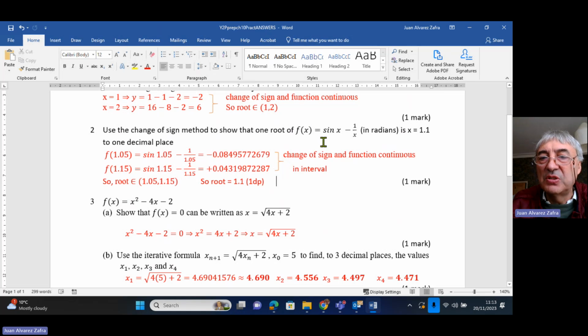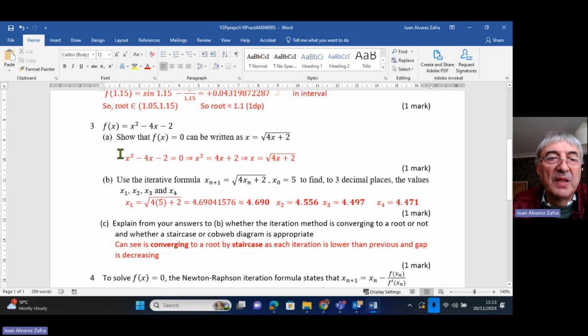Now notice this function isn't continuous everywhere. It's not continuous at x equals 0, but we only need it to be continuous between these two values to be able to use the change of sign method. So you must quote that using the change of sign method, and you must say that the function is continuous, or in this case, the function is continuous in this particular interval.